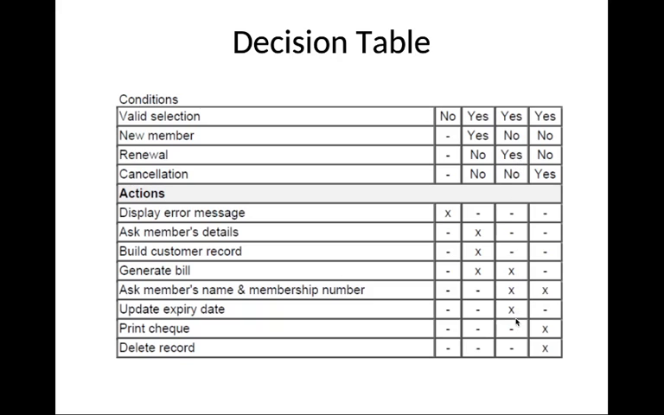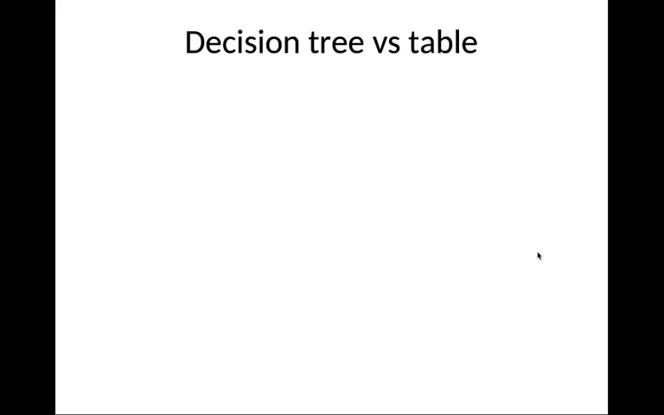Then if it is valid selection and it is not new member, if it is a renewal, then these three actions should be taken. So all columns can be considered as a rule. So this is a rule. There are 4 rules to be done for that software. Each column will represent a rule. So what should be taken if this condition happens? Okay. So this is decision table method.